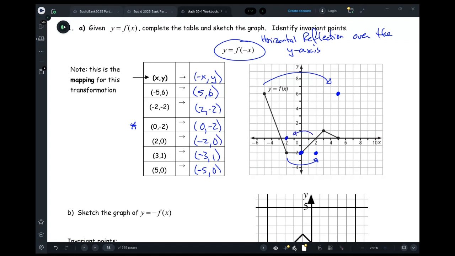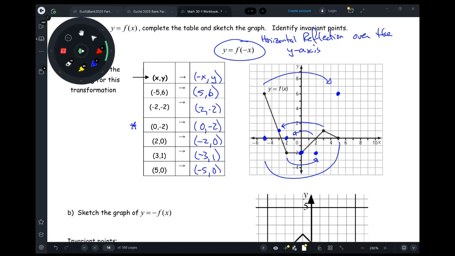The point 3, 1 becomes a point negative 3, 1. So that point flips over. And then over here, 5, 0 goes way over here to negative 5, 0. And now we just connect the dots. And actually, I'm going to use red here because I've got it set a little thicker. And then we just connect the dots. And this is our other graph there that we flipped. Perfect. And we've identified the invariant point. The invariant point that occurred at 0, negative 2.